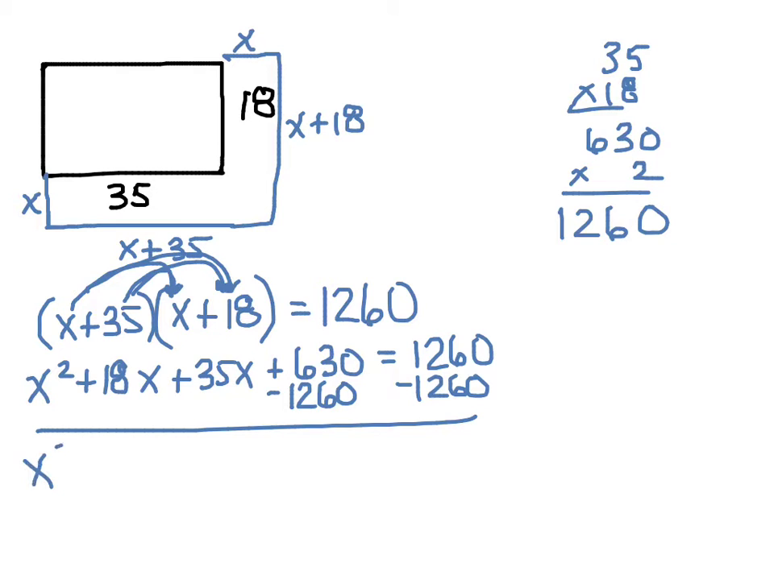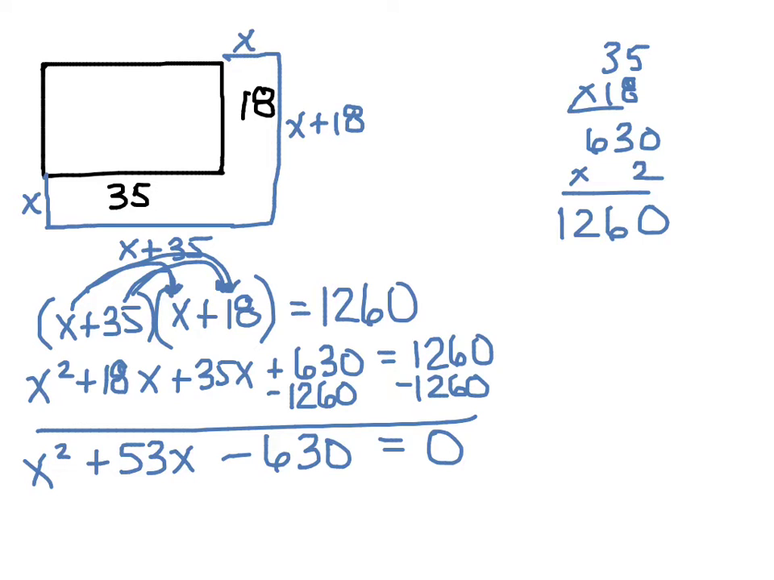I have x squared here. What's 18 plus 35? Does anybody know? 53. Good. Does anybody know what 630 minus 1260 is? Negative 630, equals 0. Now what I need to do is factor this. And this is where it gets a little bit tougher, because you have to figure out what times what gives you negative 630, but adds up to be 53.